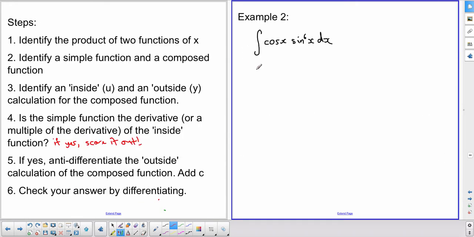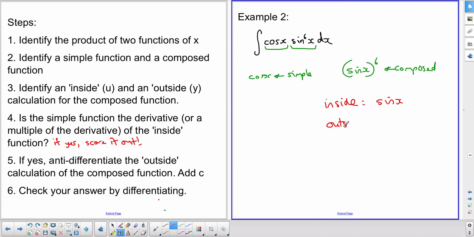Okay, we want to identify: is there a product of two functions of x? Yes. Is one of them a composed function, as in a two-step function? Sine of x all to the power of 6 is composed. First we take sine, and later we raise that to the power of 6. So the outside step, the second step calculation, is to raise to the power of 6, a polynomial step. The derivative of the inside is cos x, which is good news because that's the simple function.